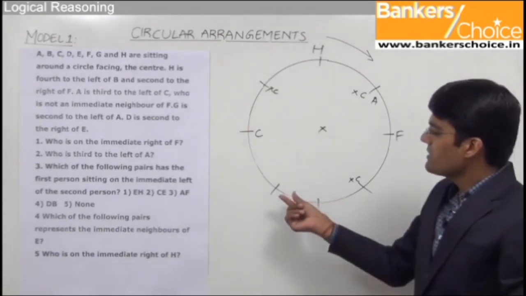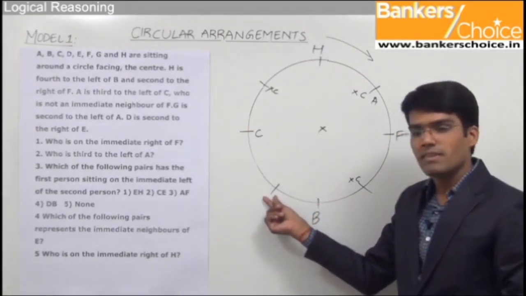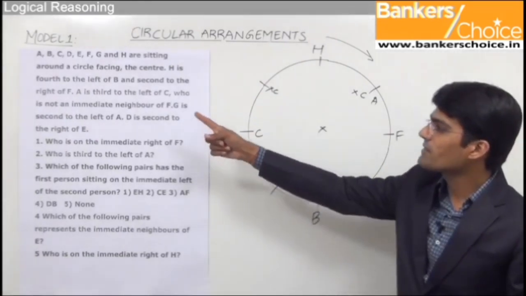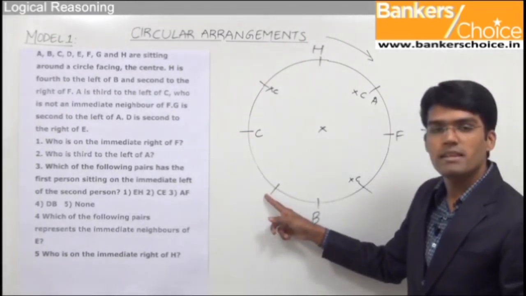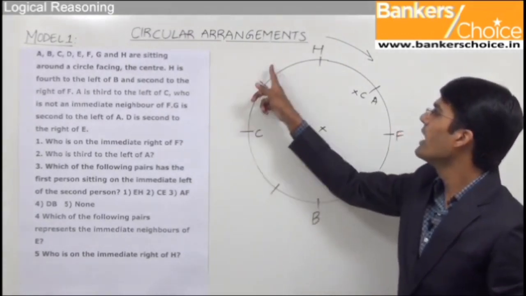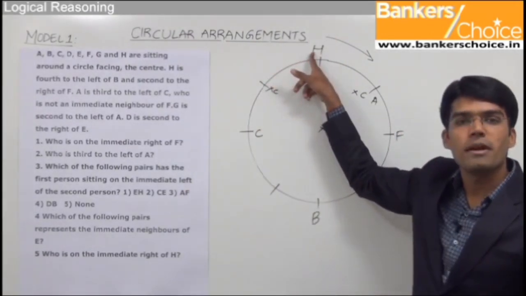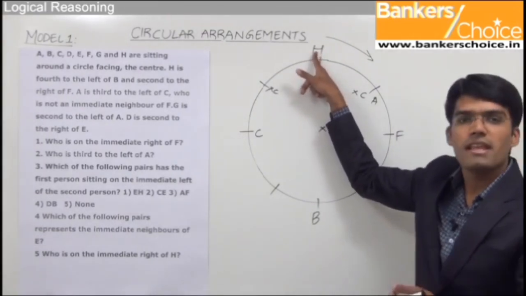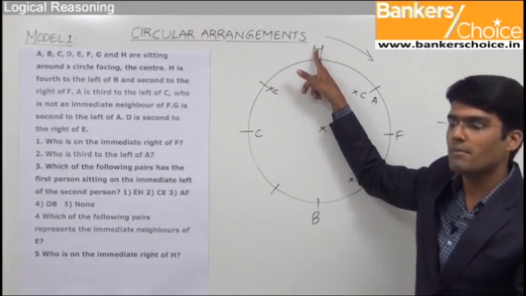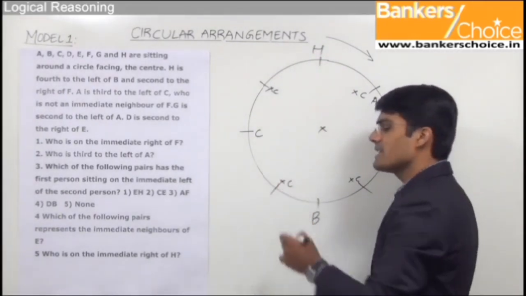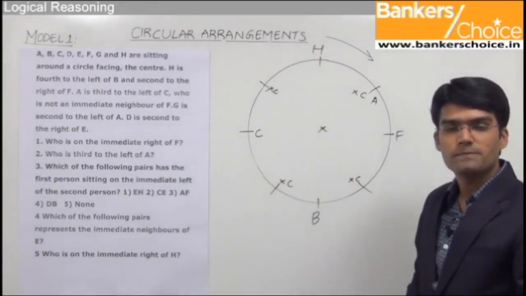Now, the next possibility for C is this place. If C comes here, A should be third to the left of C. So third to the left of C should be in the clockwise direction. So if C is here, 1, 2 and 3, this place should be occupied by A. But as this place is already occupied by H, A cannot come there. And if A cannot come here, C cannot come in this position. So we can now say that C cannot come in this position as well.